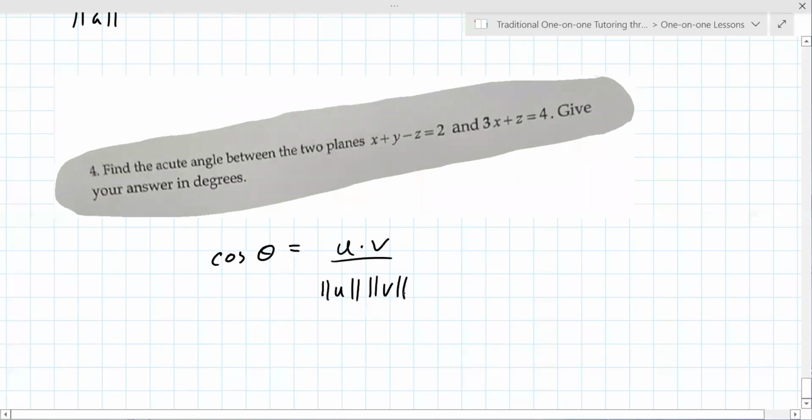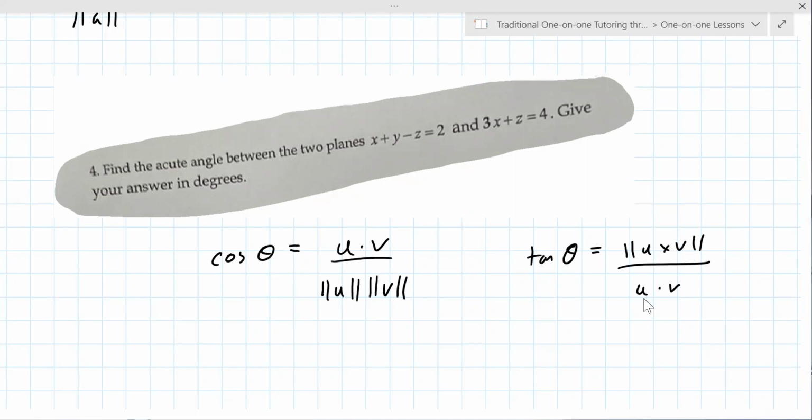Or like we learned yesterday, the tangent of theta is the magnitude of the cross product over u dot v. I think we might want to check that out. So you actually have a choice. I tend to remember this one, so we'll go with that one.